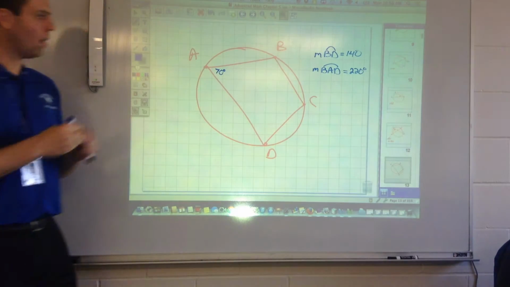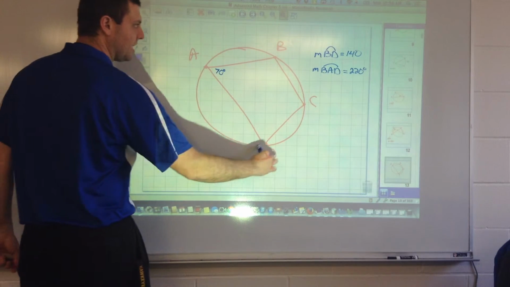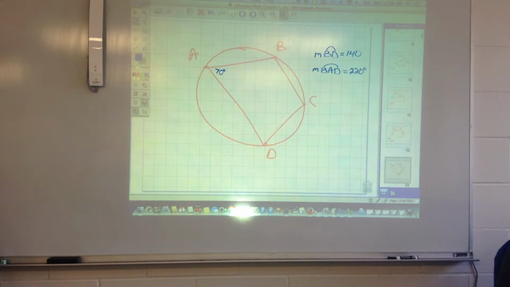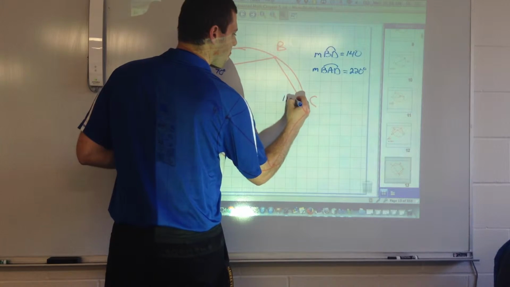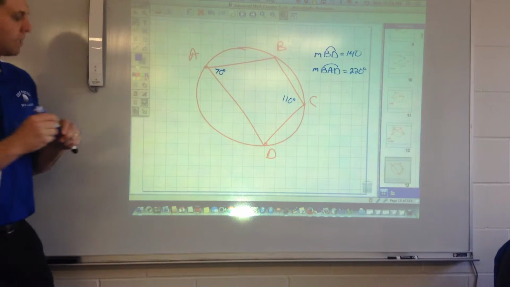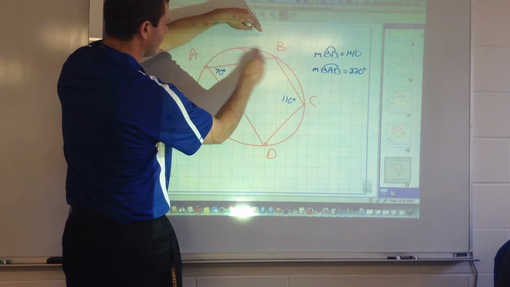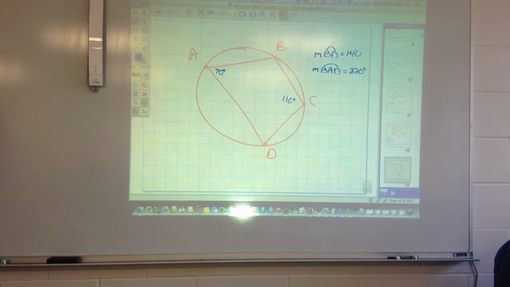Yes. Alright, well then, if the measure of the arc BAD is 220, tell me what the measure of angle C would have to be then. What would the measure of angle C have to be? 110. Yep. Because this angle intercepts the arc that's 220, so therefore that one has to be 110.